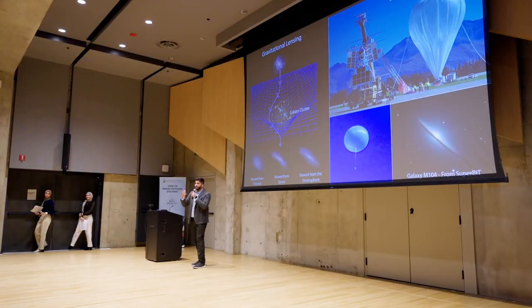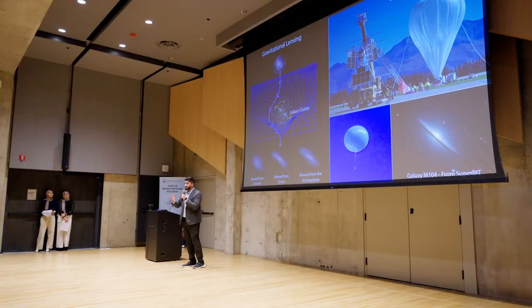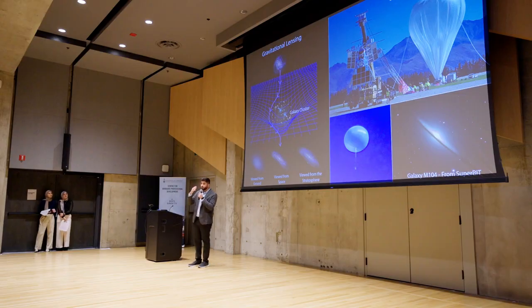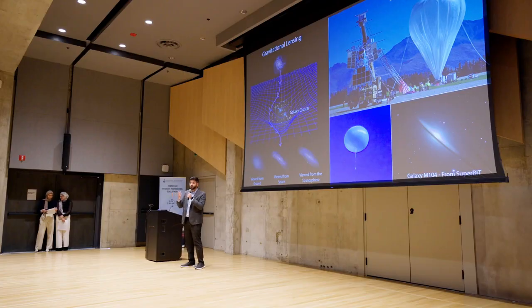What is the universe made of? You might say stars and galaxies, things we can see, but they only account for 15% of the mass of the universe. The other 85% is actually in something we can't see. It's invisible, and it's called dark matter. But how do we know it exists?